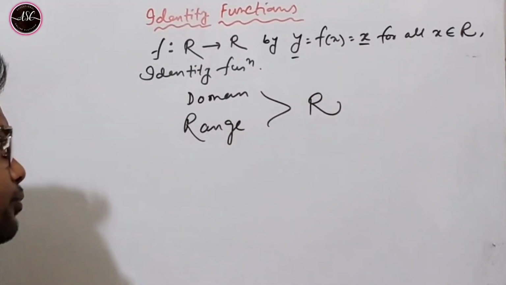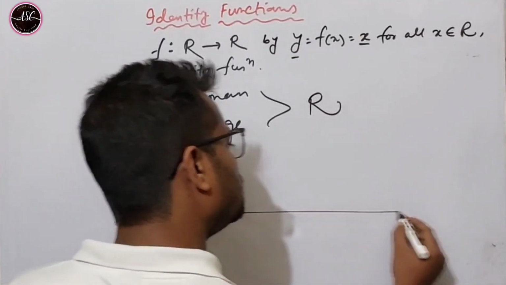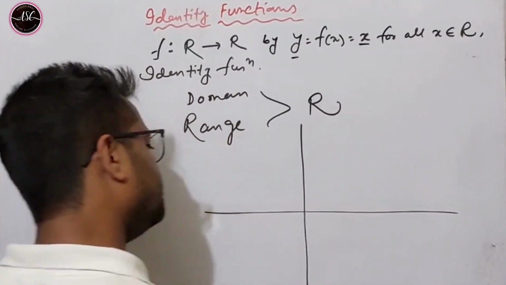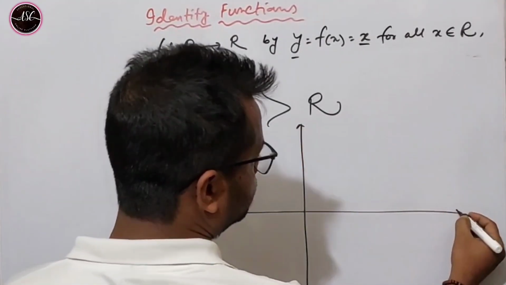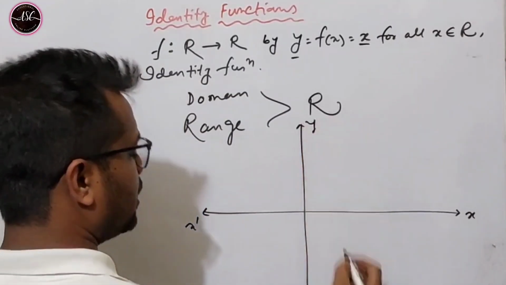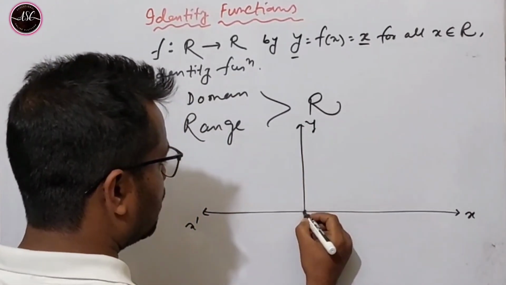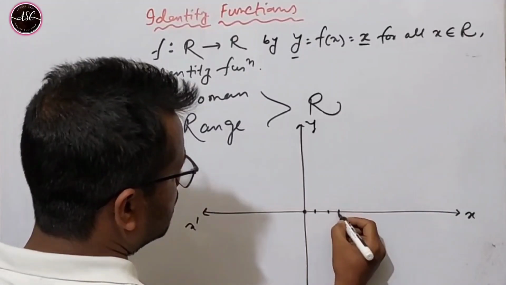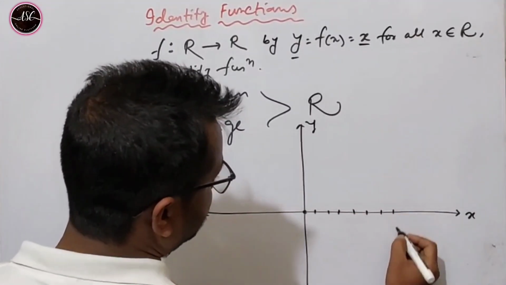Okay, so now by graph, here x dash, y and y dash. This is the origin. 1, 2, 3, 4, 5, 6, 7.